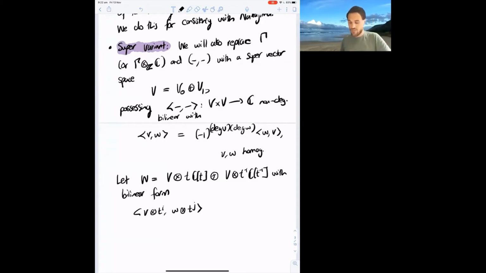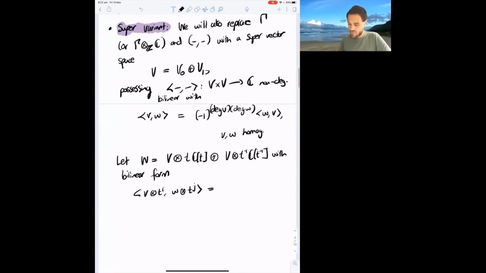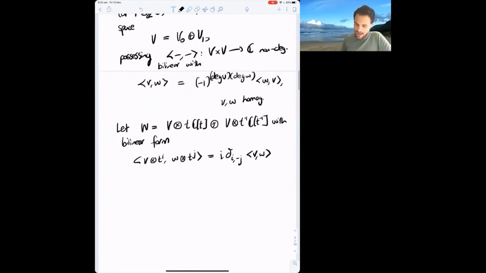Okay, so we define it like this. And that's obviously meant to mimic the relations that we had above in the previous Heisenberg, except that now we have a different bilinear form. We've got this super symmetric form. And then we just do the following thing.